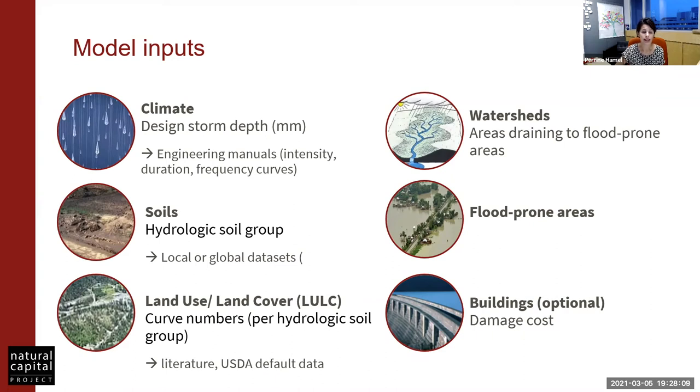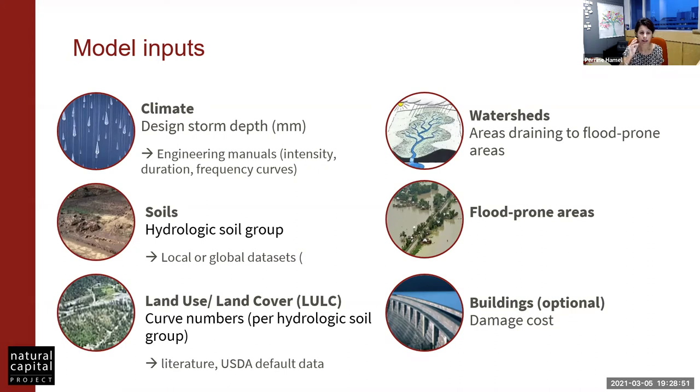The soils data are also important, as we've seen, and so it's essentially the hydrologic soil group that we need for this model, which is a categorization of soils according to their infiltration capacity. And these are simply A, B, C, or D, and they will be codified in the model as 1, 2, 3, 4, 1 for A, 4 for letter D. Same thing, this can be from local soil datasets or global datasets.